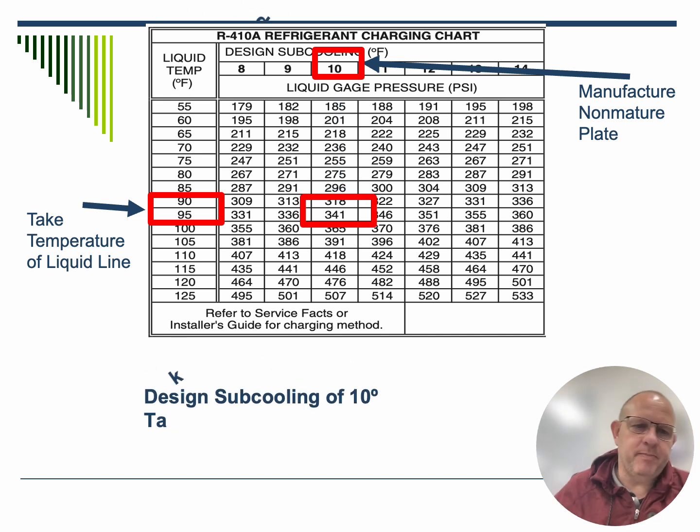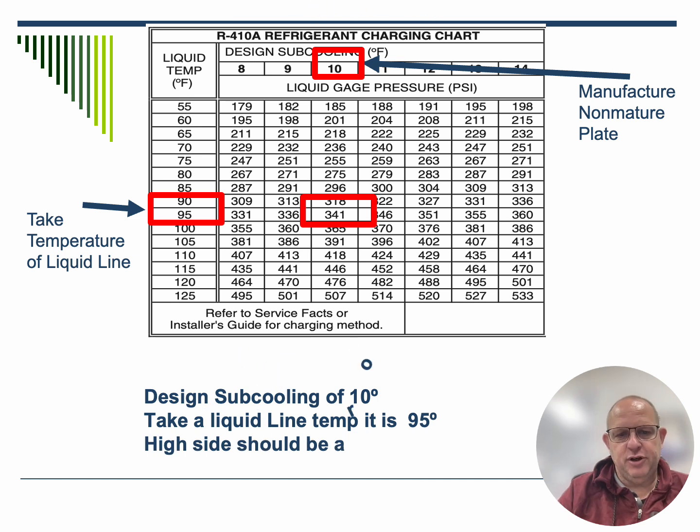So when we look at this, design subcooling of 10, take a liquid line temperature, we find out that it's 95 degrees. High side pressure should be running around 341 PSIG. If it's below that number, add refrigerant. If it's above that number, take refrigerant out.